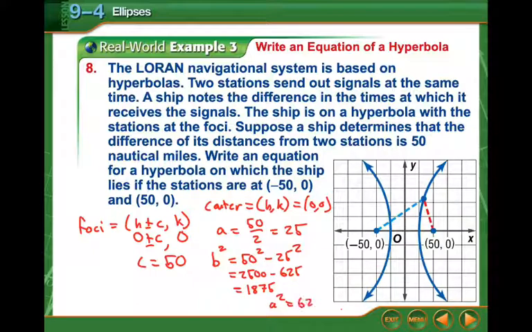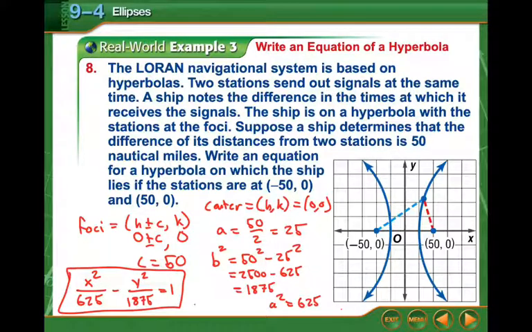And we also, in that process, got what a squared is, which is the 625. So now our equation, again, this one is horizontal, so we start with x squared. It's centered at the origin, so we don't have to add anything to the x. And so that's going to be x squared over our a squared, which is 625, minus y squared over 1875 equal to 1. And that is it for these notes.